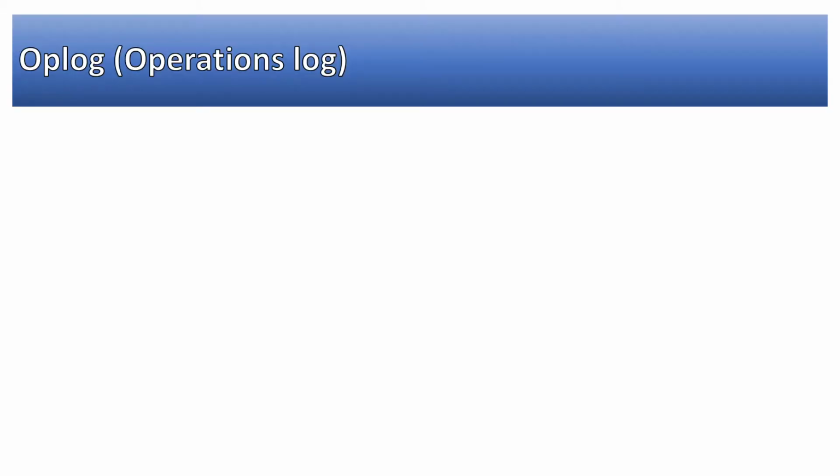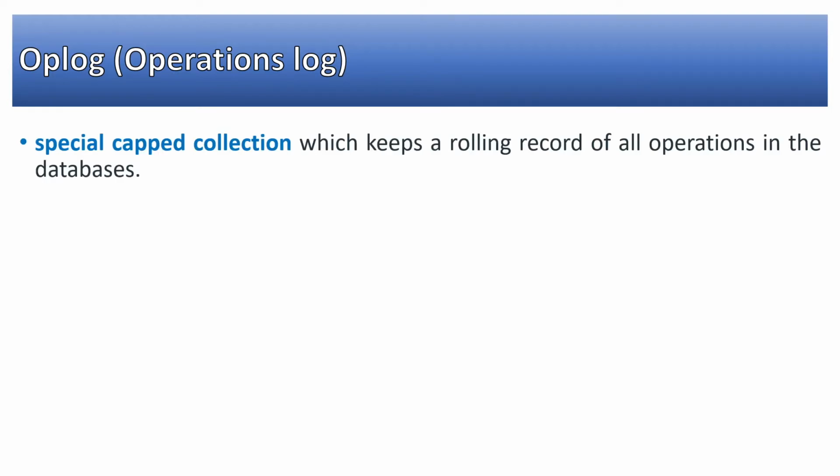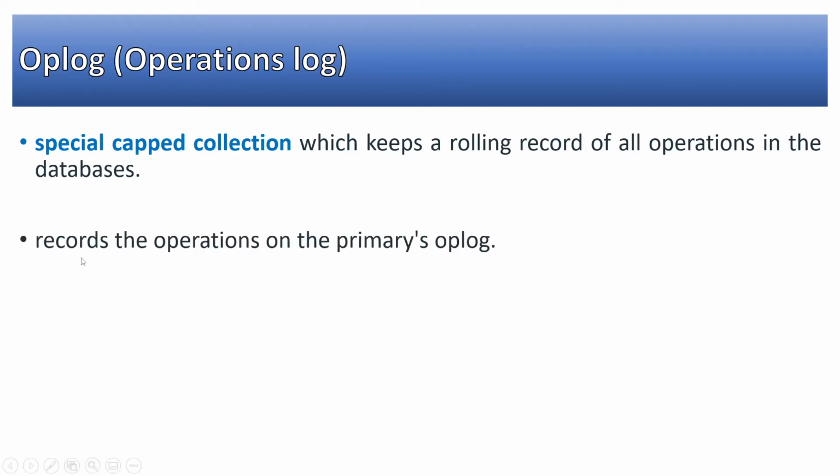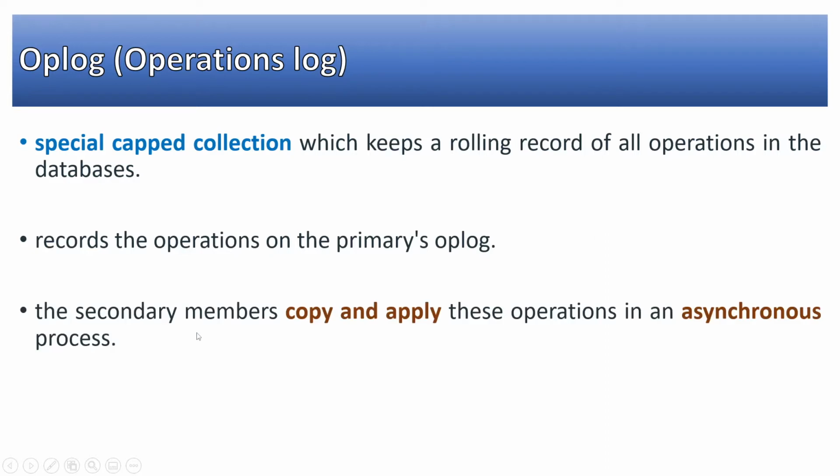Let us continue with the operations log, which is another important term. It is a special capped collection which keeps a rolling record of all operations in the databases. It records all the operations happening in the database so that other nodes can refer to this and copy it. It records the operation in the primary's oplog. The secondary nodes are copying or referring to the primary's oplog, copying and applying it. It is an asynchronous process, which means it is not that as soon as the data is written on the primary it gets copied. The data is written into the primary, and there is just a lag of some time, maybe milliseconds or seconds, before the secondaries start reading the data from the primary's oplog.